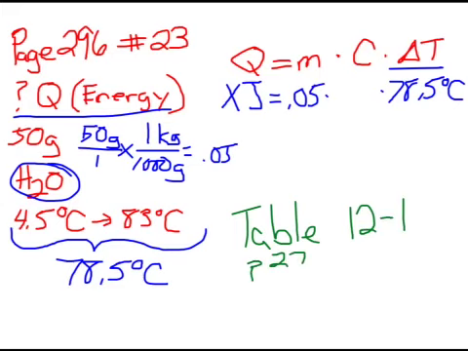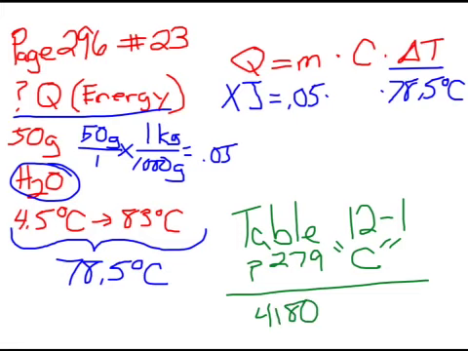Now the last thing we need is C. And C is dependent on the material. I'm going to switch colors here. So, alright, we've got a green color now. And table 12-1 on page 279, and I'll make reference to this in class, is a very important table. It lists the C value for many different substances.